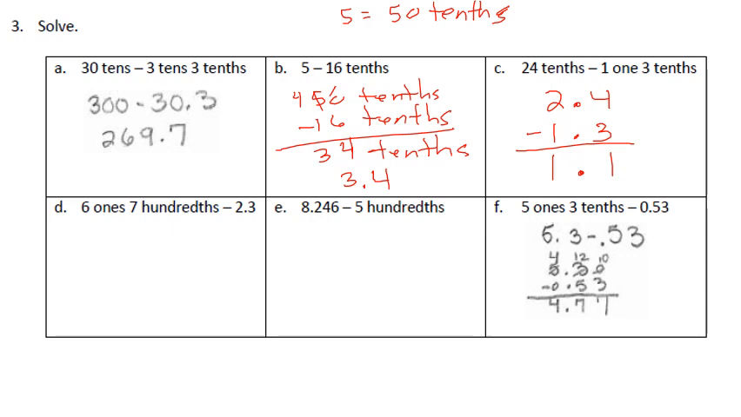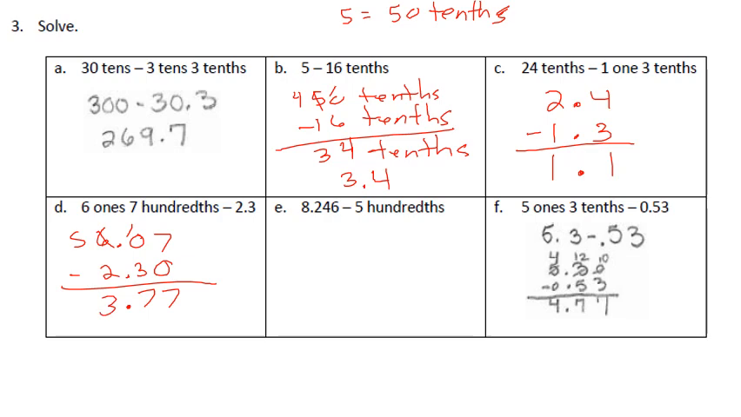Under D, since this one here is in standard form on the end, I'm going to go ahead and convert this. 6 ones, 7 hundredths. And I'm going to subtract 2 and 3 tenths. First thing, make them the same. 7 minus 0 is 7. Have to regroup. 10 minus 3 is 7. Put our decimal place in there. 5 minus 2 is 3.